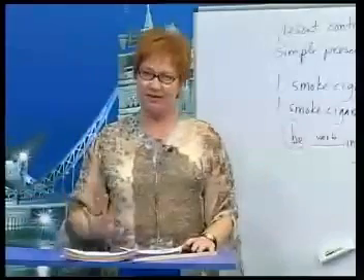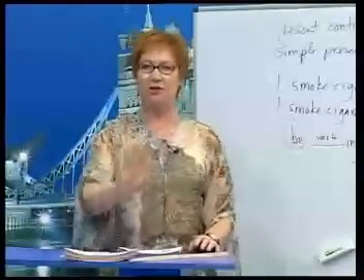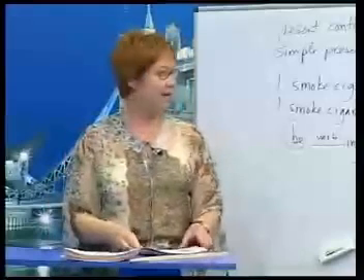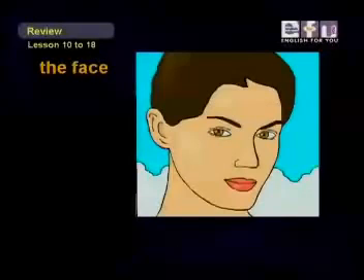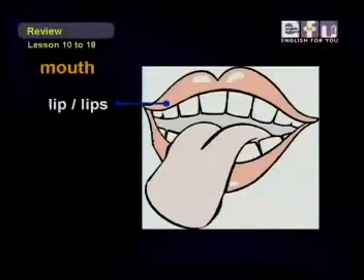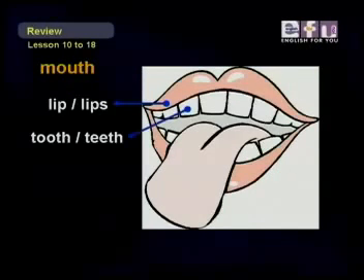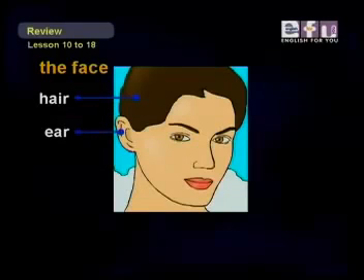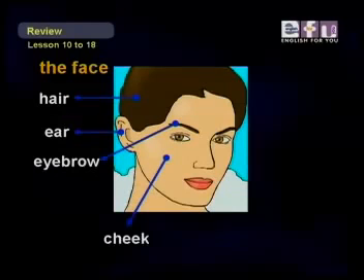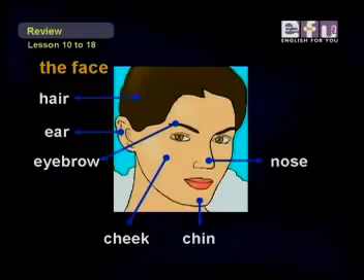Now, let's look at the parts of the body quickly. You look on your screen and listen as I tell you what these things are. So this is the body first, the face, the mouth, the lips, one lip, two lips, one tooth, many teeth, the tongue, here's the face again, hair, the ear, eyebrow, cheek, chin. Okay, so there's the face. And nose. We can't forget the nose.